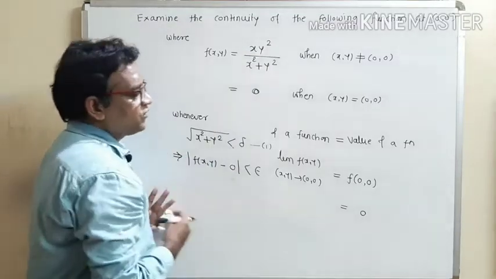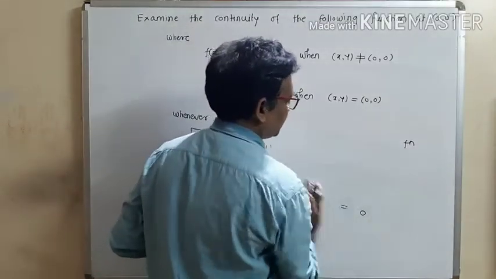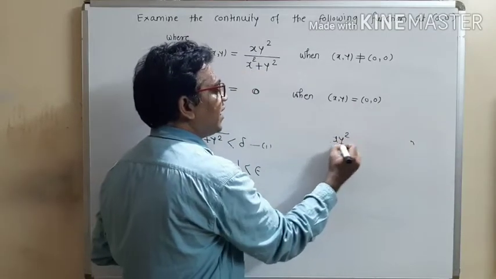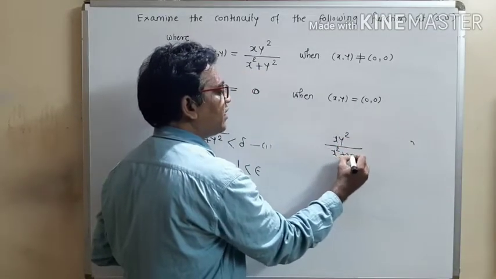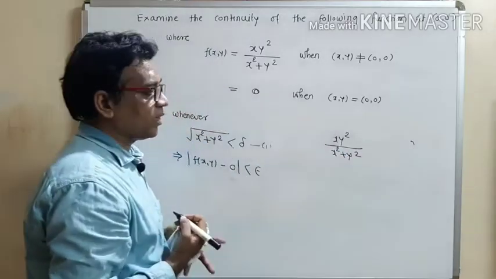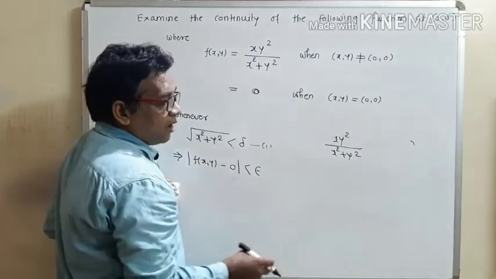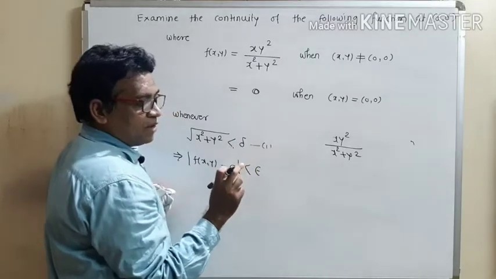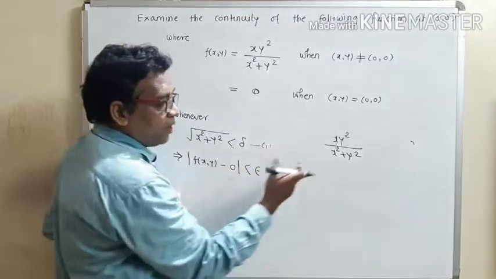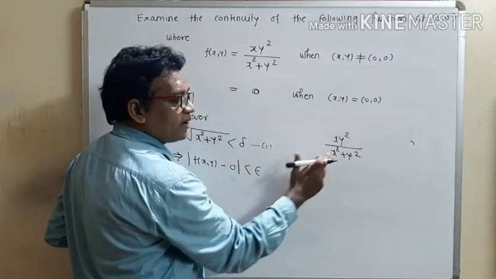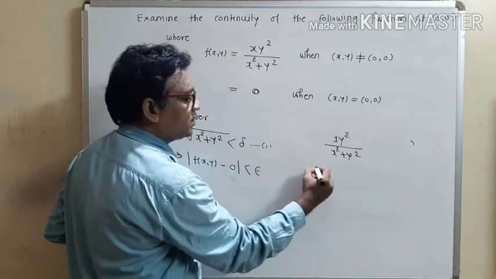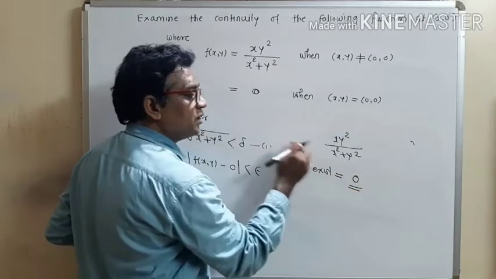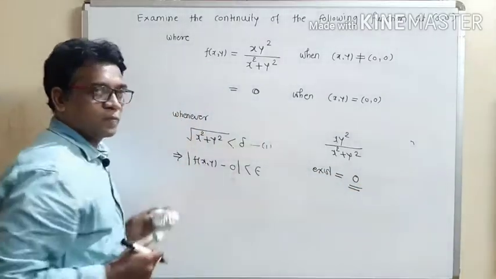Now see, if we observe the given function, what is the given function? This given function is x y square divided by x square plus y square. Now if we observe this function, then we can say that if the denominator contains the factor x square plus y square, then its limit will exist and it is given by the unique value, it is 0.